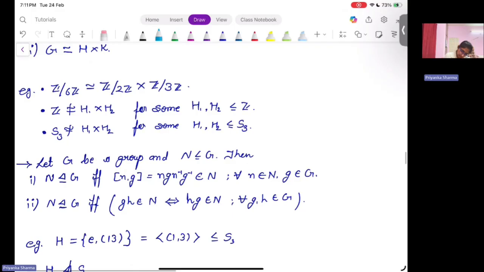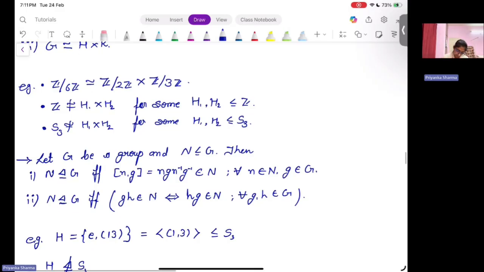This is an example. Say this group Z over 6Z. Here 6 can be written as 2 into 3 and they have GCD 1. So we can write Z over 6Z as the direct product of Z over 2Z and Z over 3Z.